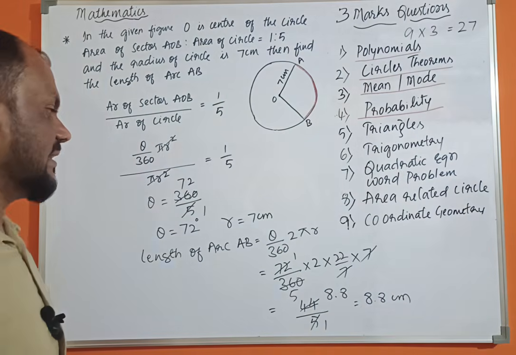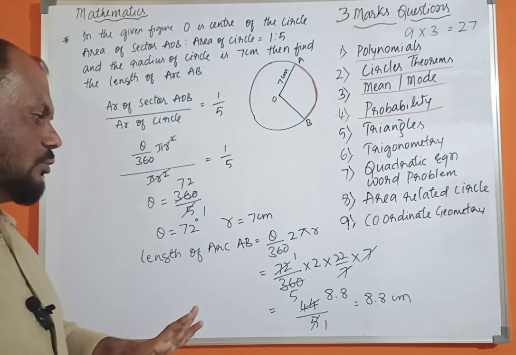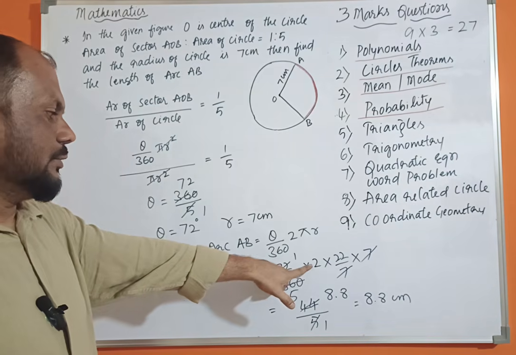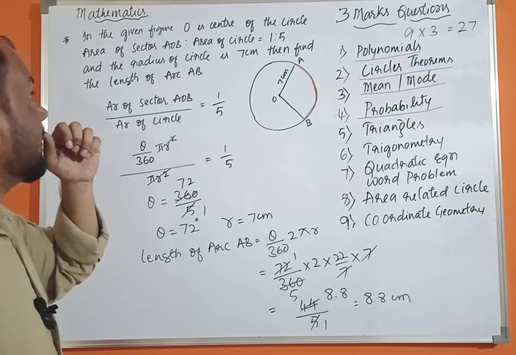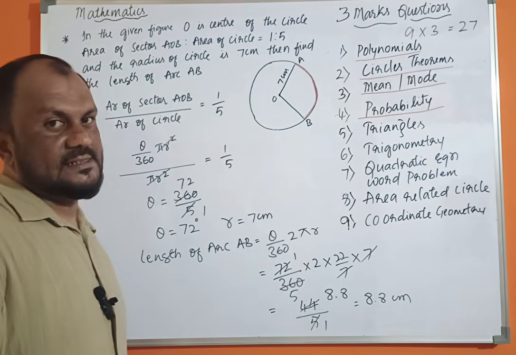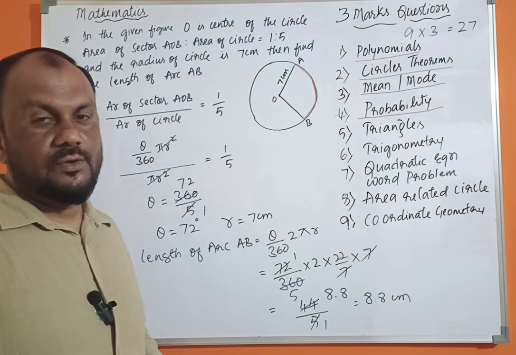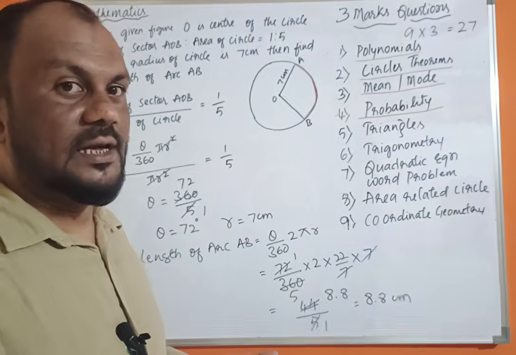This is what length of arc AB. Theta by 360 2 pi r, 72 by 360 is 1 by 5 into 2 into pi 22 by 7 into 7. Radius is how much? 7 only. Yeah, correct. So 8.8 centimeter is your answer. So these type of sums may come in your final exam. So kindly practice these two more sums from your LBA.